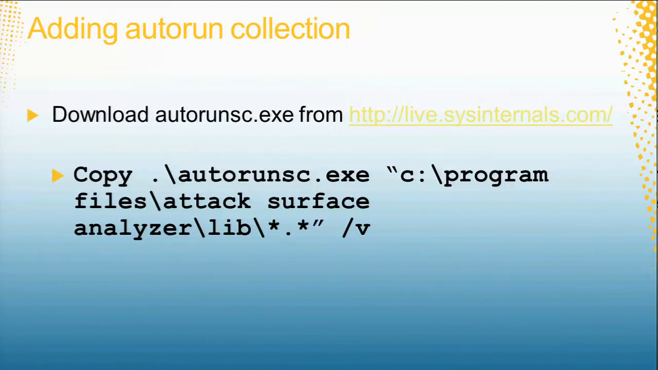But you can take the AutoRuns executable and drop it into the Program Files Attack Surface Analyzer lib directory. As you see, I always like to verify my copies with a /v. When you run the collector, it will recognize that AutoRuns is there and spawn off the AutoRuns task. You'll see it come up on the task list, and later when you do your analysis, you'll get AutoRuns information included. This deck will be online for attendees after the talk, so you can grab the exact syntax or the path if you're interested.